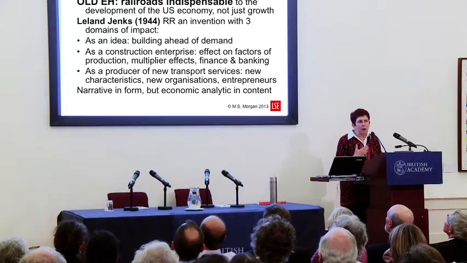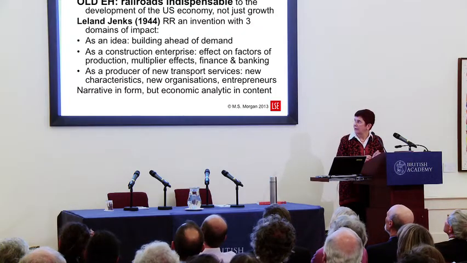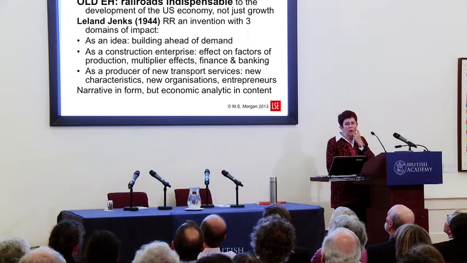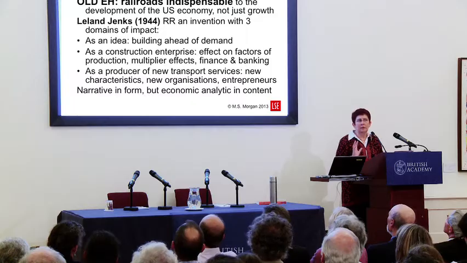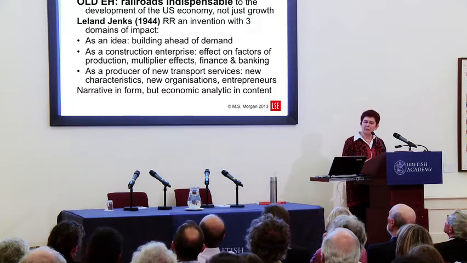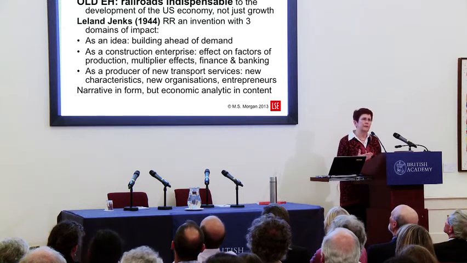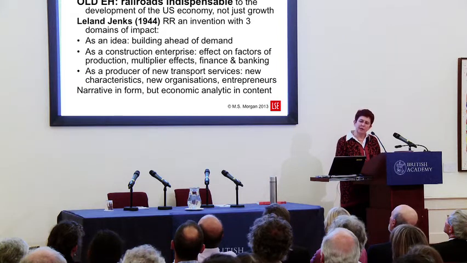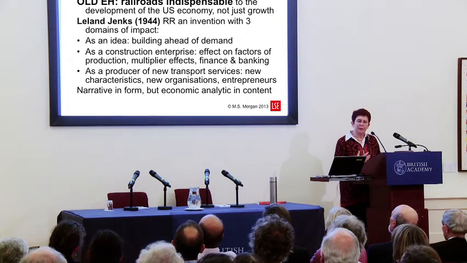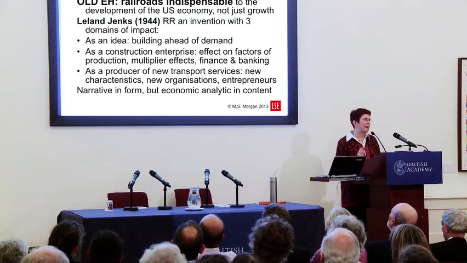Now, the first of these examples, I want to start off by talking about what was there before the counterfactual. In the old economic history, factual history, railroads were considered to be absolutely indispensable to the growth of the US economy, not just its growth, but its development, where people settled, what they did, how regions grew up, what kind of an economy it turned out. And a standard, actually I think a very good example of this is a paper by a historian called Leland Jenks in 1944, who talked about the railroad as an invention with three domains of impact.